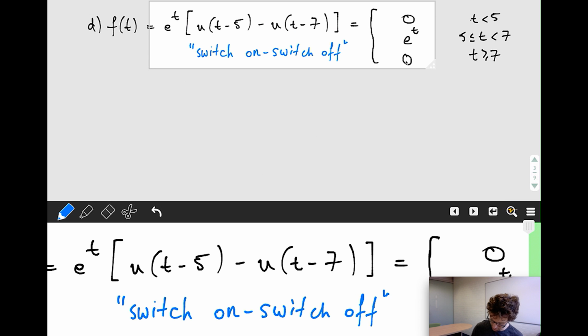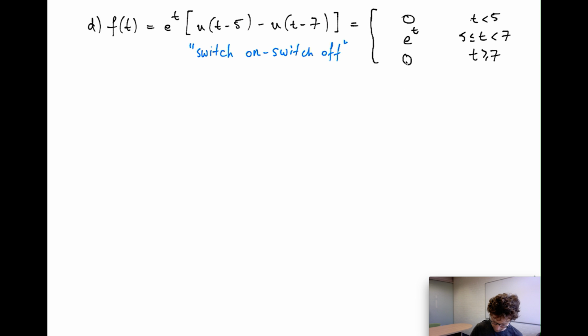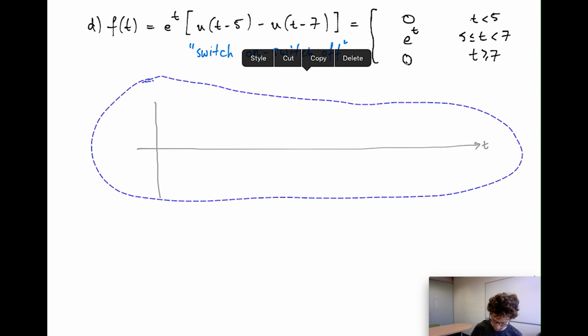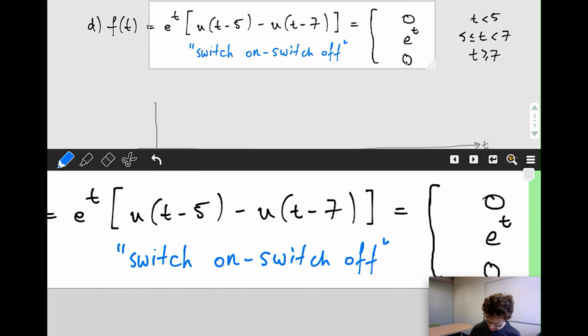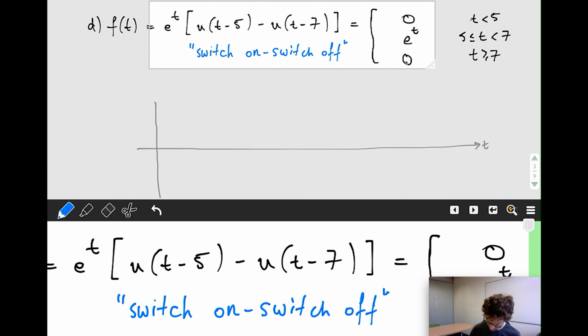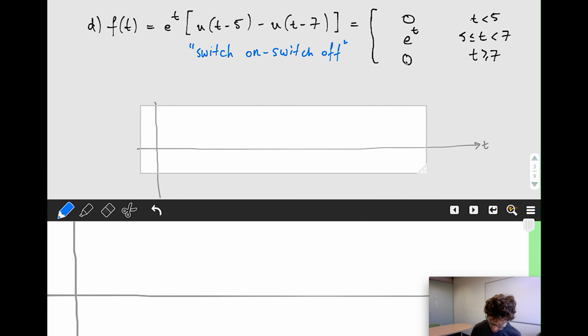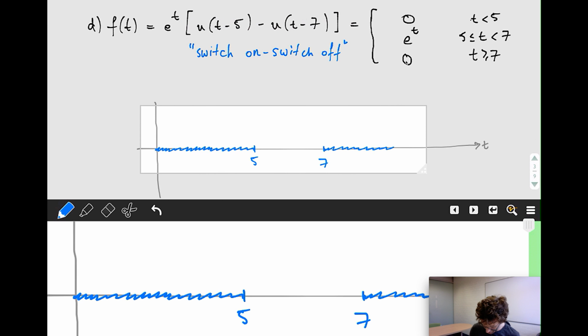So let's sketch this. I'm going to see that things are going to change at t is equal to 5 and t is equal to 7. T is equal to 5 and t is equal to 7. So let's stick those in. Everything's 0 before 5, and everything's 0 afterwards as well. All we have to worry about is what's happening in between.